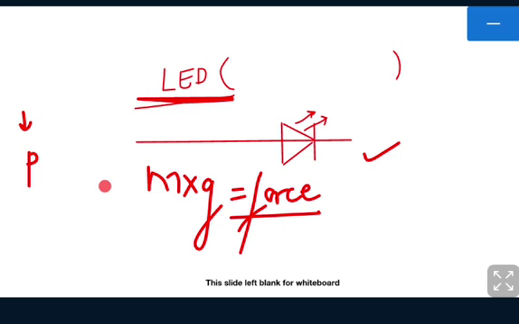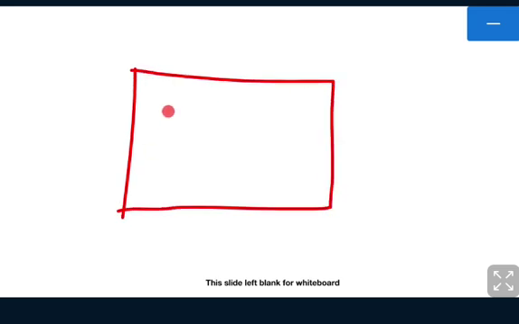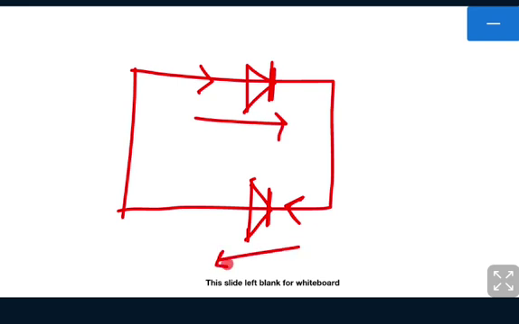Okay, now see, if you draw this circuit and current is flowing in this direction, then the LED will light up when it's like this. Okay? Is that clear? And if it's like this and current is coming like this, then here it's a forward one, but now here it's a backward one. Is that clear? Because current is coming from the front side here.